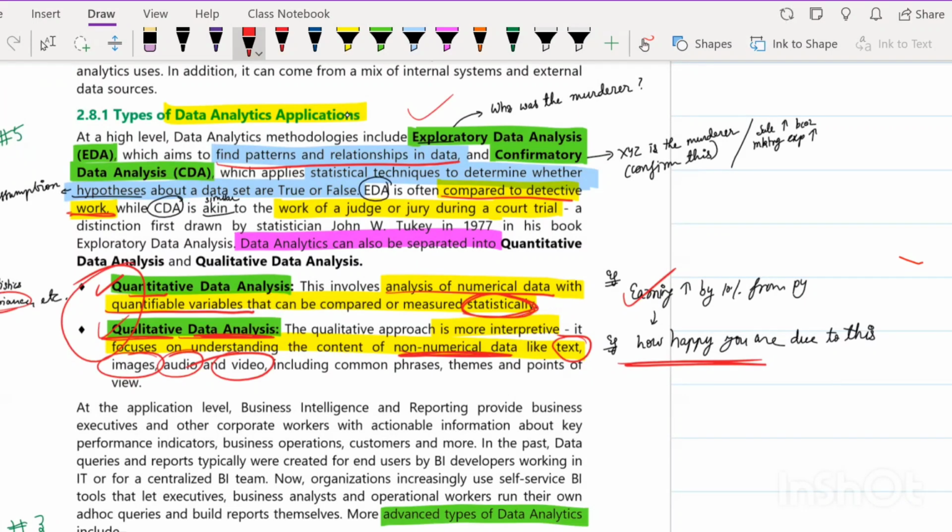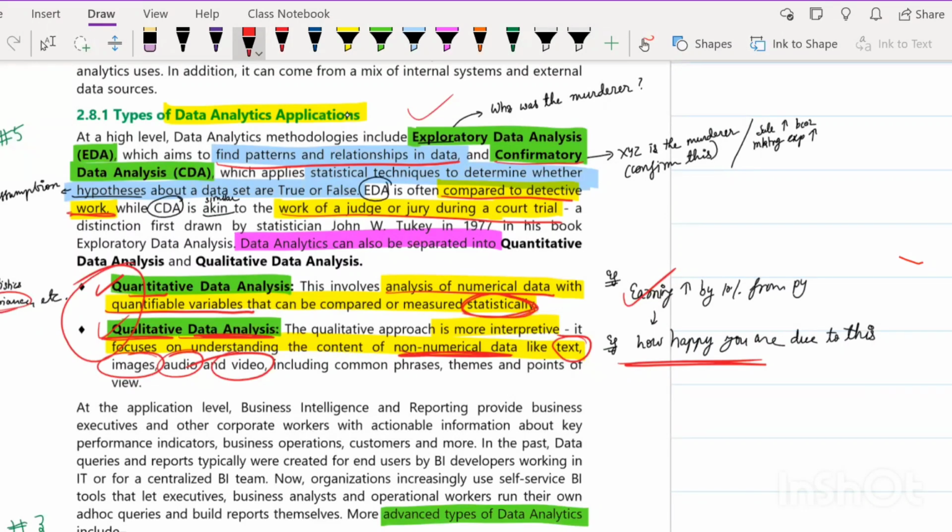Next is confirmatory data analysis. What is confirmatory data analysis is that here you have come to a conclusion that XYZ is the murderer. Okay, suppose Ram, Sham or someone is the murderer. Now this is the data you have, that Ram is the murderer. Now if you are going to confirm whether it is true or false, that will be known as confirmatory data analysis. So this is nothing but the work of a judge or a jury during a court trial. In the court, they will have hearings to confirm if he is the only murderer, if the charge put upon him is right. So that is confirmatory data analysis.